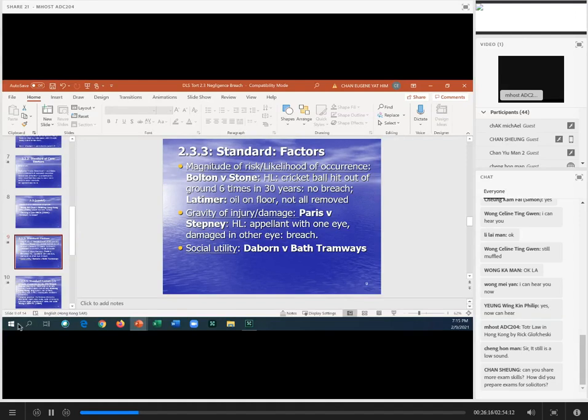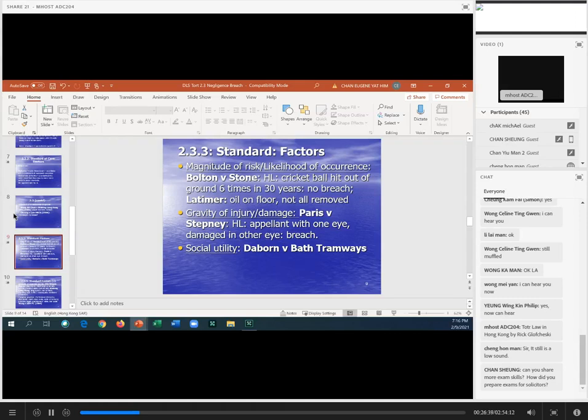So the court found that the likelihood was so small there was no breach of the duty of care. But it then depends on the facts, okay? So you could find another situation in which the cricket ball is hit out of the ground much more frequently, as indeed at the Hong Kong Cricket Club. Okay. All right. Also, the gravity of the injury and the damage caused.